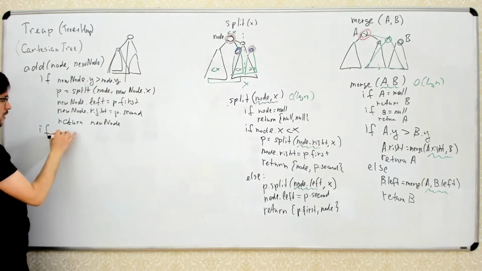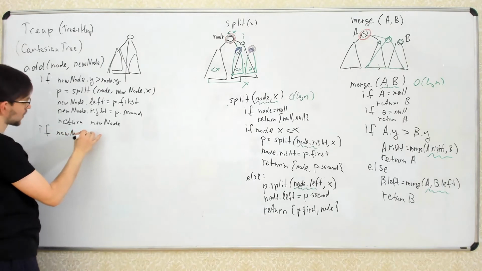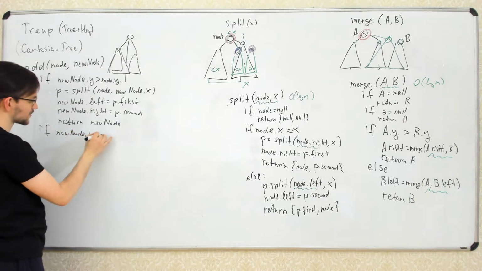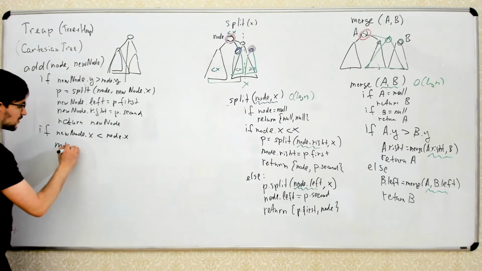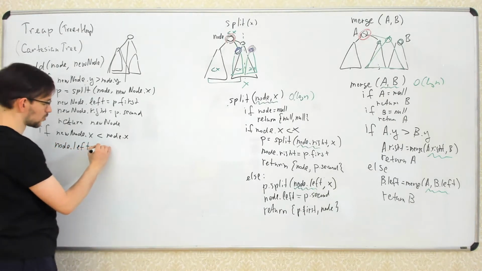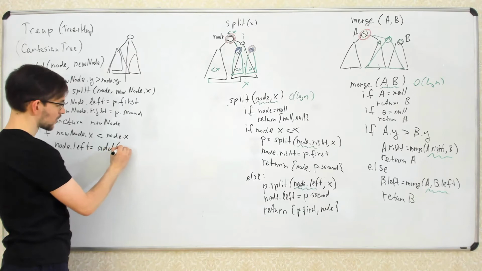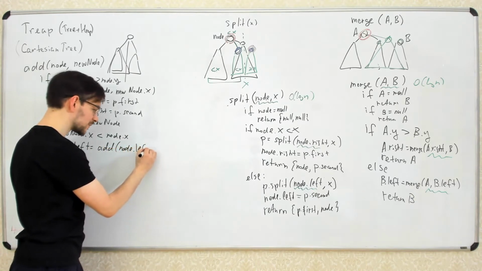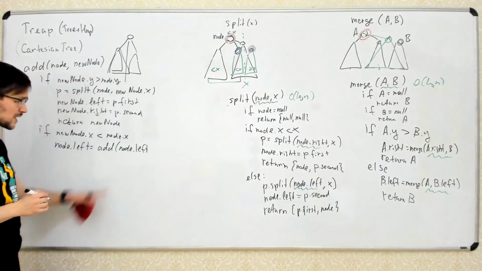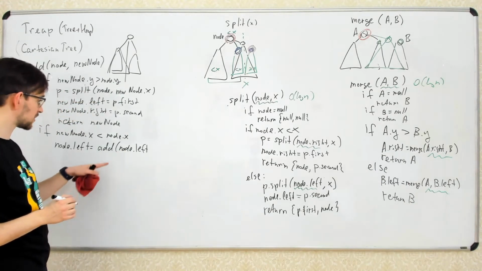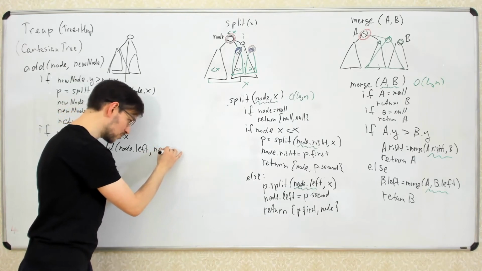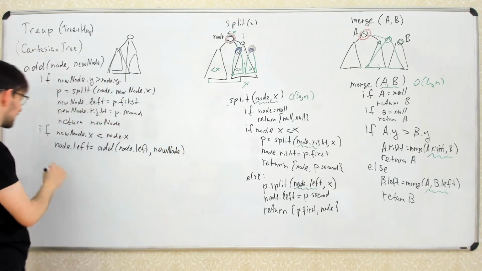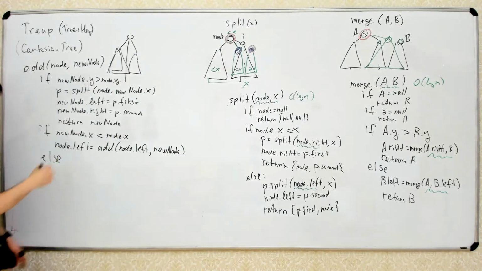So if new node x is less than node x, okay, not perfect. Then we add this new node in the left subtree. Just say node left equal to add node left, new node. I just love one letter in the identifiers. And else you do the same for the right child and so on.